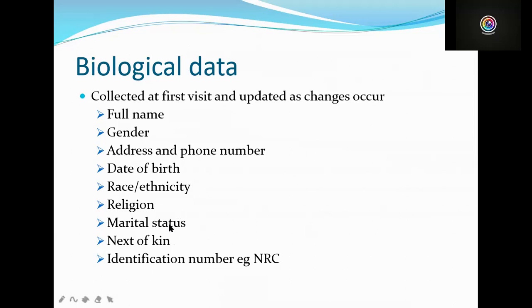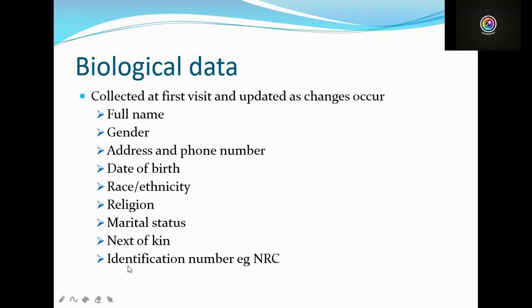Then marital status. You need to know your patient's marital status, because marital status has a lot of influence on health. There are certain conditions where marriage is actually a risk factor for that condition, commonly HIV. Being married might be a risk factor for contracting HIV, because in a marriage, normally you will expect that people will indulge in unprotected sex.